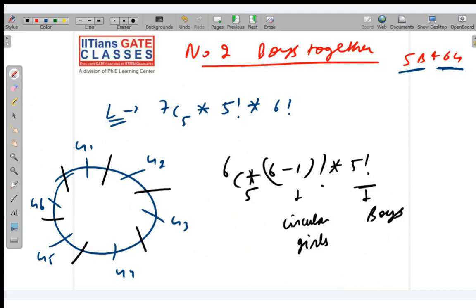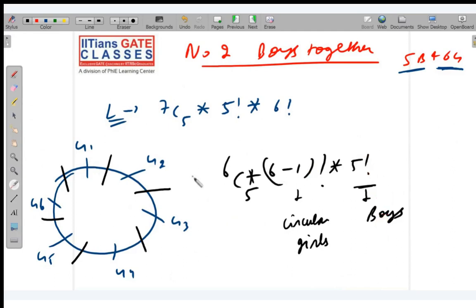Once the girls' arrangement is over, I have picked the 5 places. Now simply you should say like this: we have created 6 places. From the 6 places I have picked 5 places. At these 5 places I will put the boys, so no problem at all. 5 places, 5 boys, so obviously 5 factorial ways, that's it.